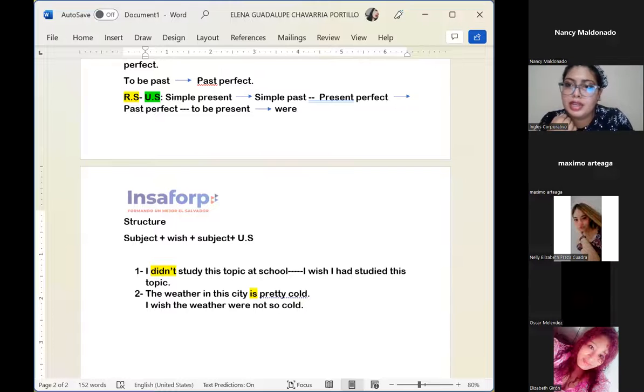But the reality is that the weather is really cold in that city. So in that case, we are just thinking about the situation. So we have two sentences. Are we okay with those sentences? ¿Estamos bien con las explicaciones de esas dos oraciones hasta el momento? Yes, teacher. Okay.